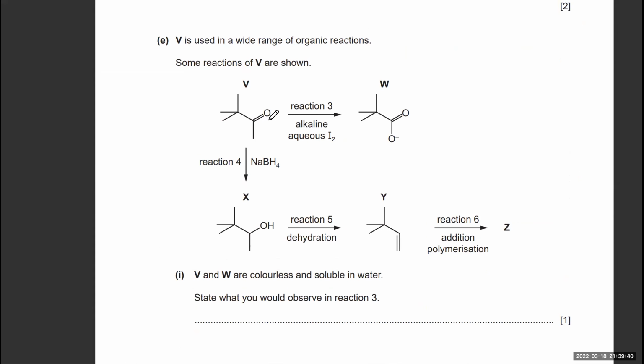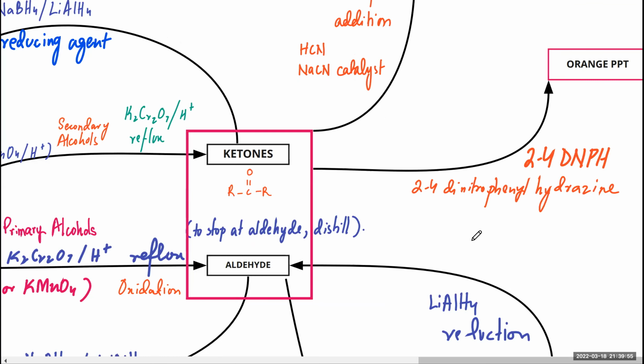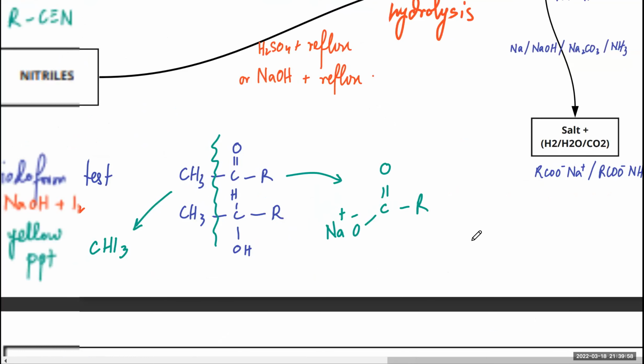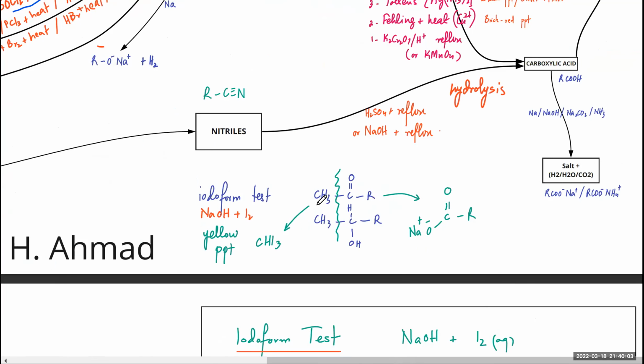Some reactions of V are shown. So alkaline aqueous iodine, that's the iodoform test. What is the iodoform test? It's a test for two structures, these two specifically: either a methyl with a carbonyl bond, or a methyl with CHOH. The methyl group breaks away, forms CHI3, and the rest of the molecule, this carbon over here, turns into a carboxylic acid salt because of the alkaline conditions.